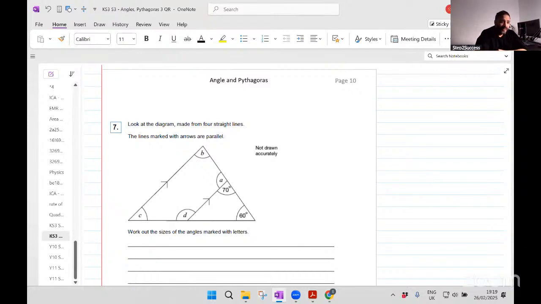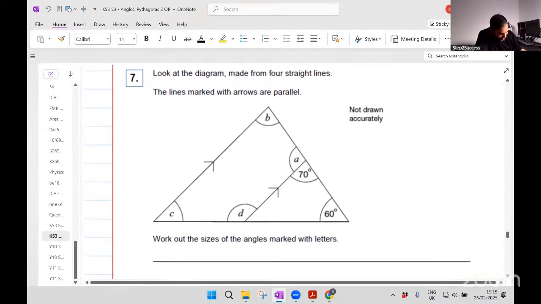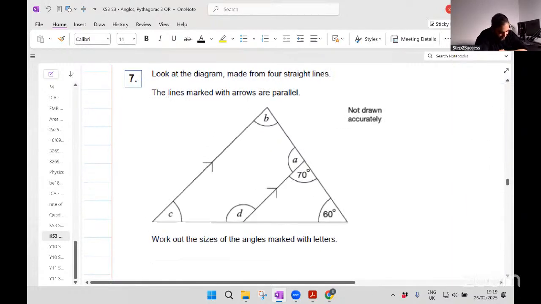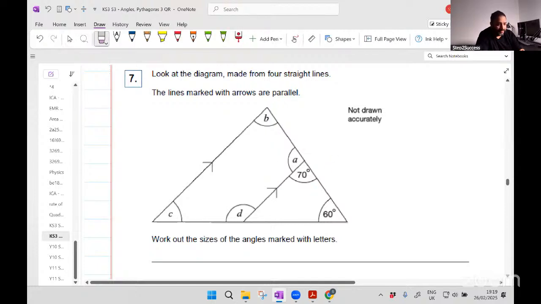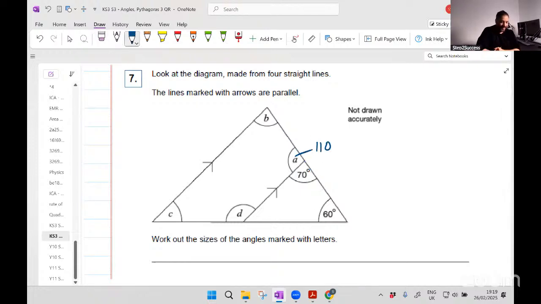But anyway, year 9 maths question 7. Work out the sizes of the angles marked with letters. So first thing I noticed is that this is a straight line. Therefore, the two angles next to each other on the straight line add up to 180, which means this angle must be 110 degrees. That would be that one done.